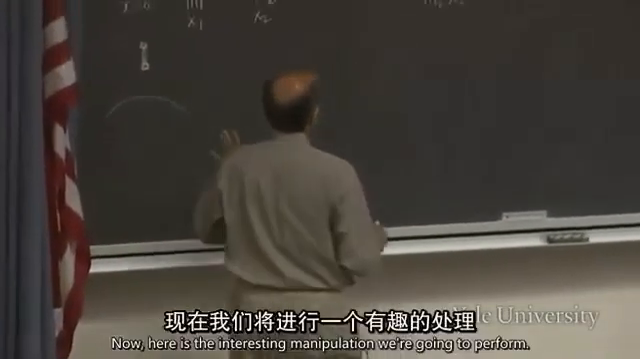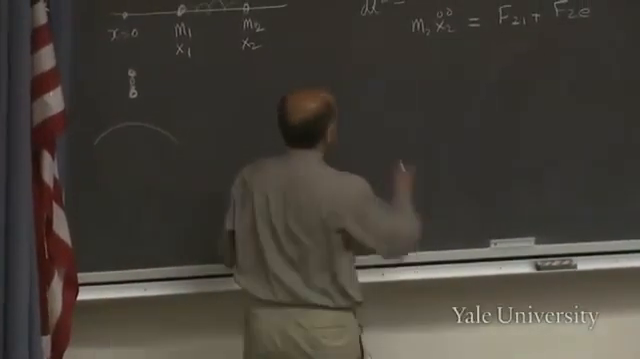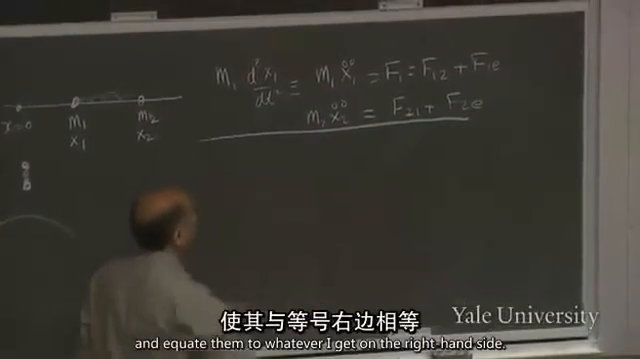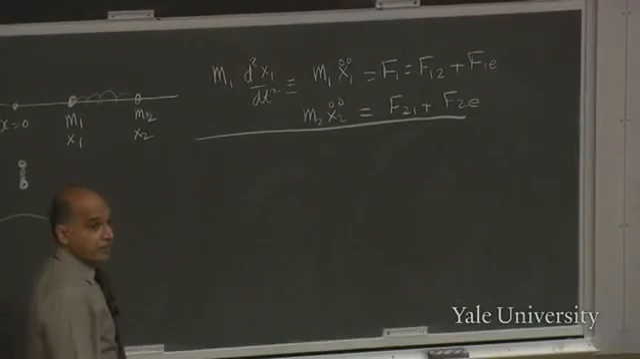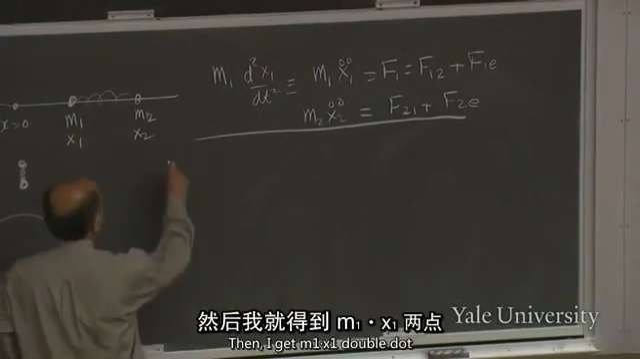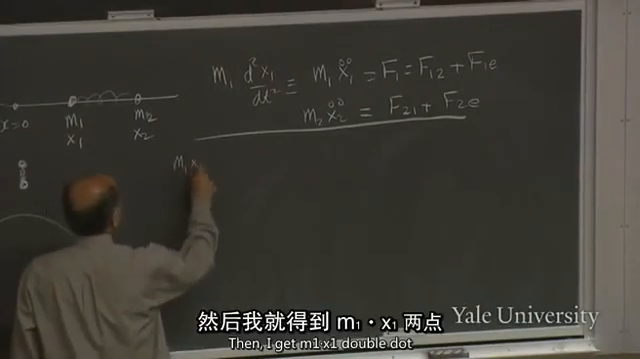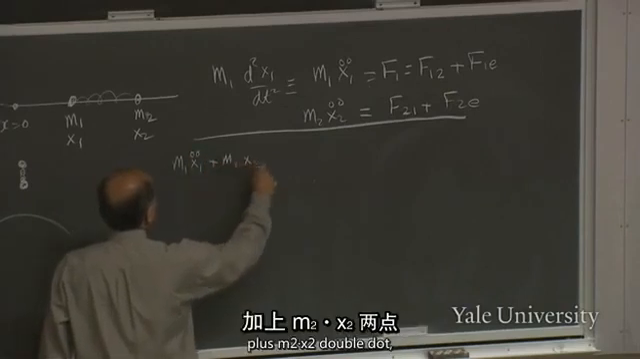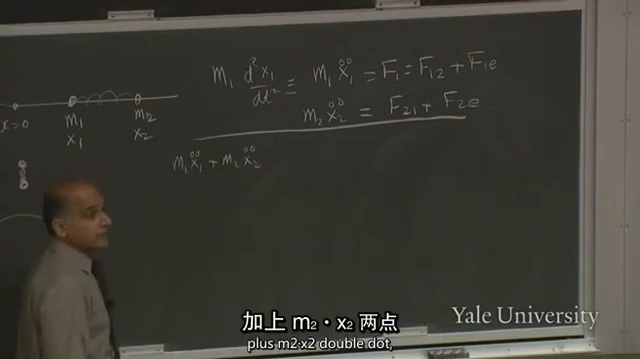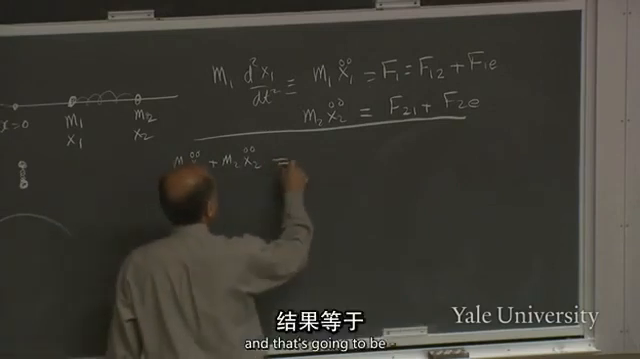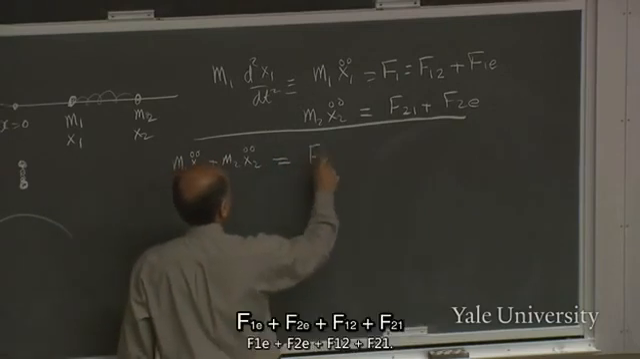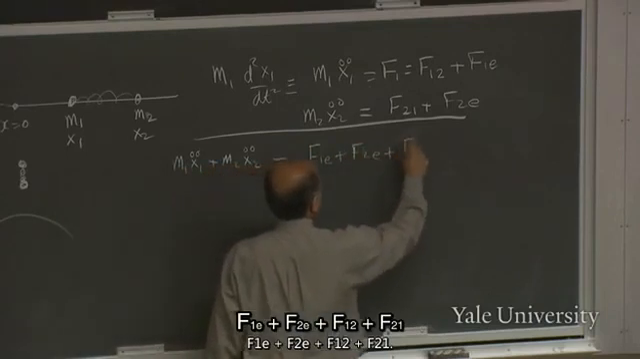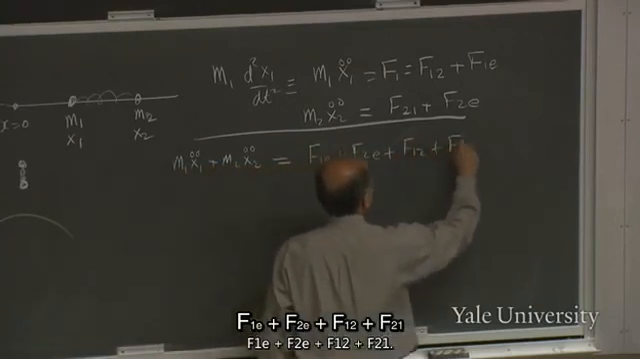Now here is the interesting manipulation we're going to perform. We're going to add the two things on the left-hand side and equate them to whatever I get on the right-hand side. Then I get m1 x1 double dot plus m2 x2 double dot. And that's going to be, I'm going to write it in a particular way. F1 external plus F2 external plus F12 plus F21.